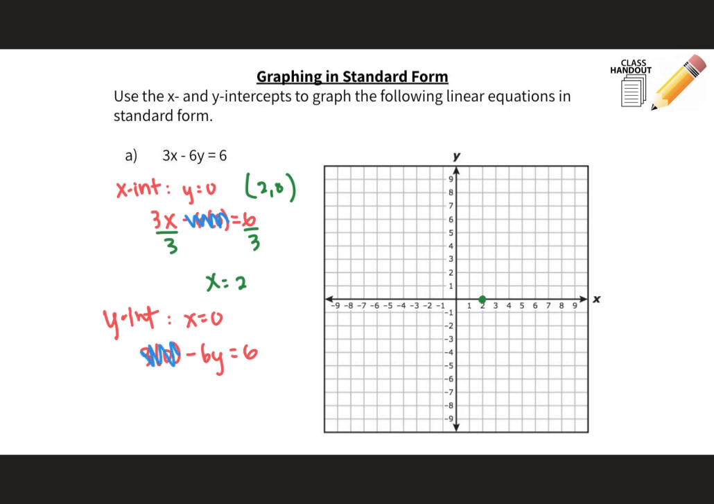3 times 0 is 0, so I'm left with negative 6y equals 6, so I'm going to divide both sides by negative 6. So y is negative 1. So my y-intercept is going to be 0, negative 1. So from here we can graph our line. Might be a good idea, since we're graphing, to keep graphing points if we can, so following that same pattern. So here I have my line, and we're done with this one.